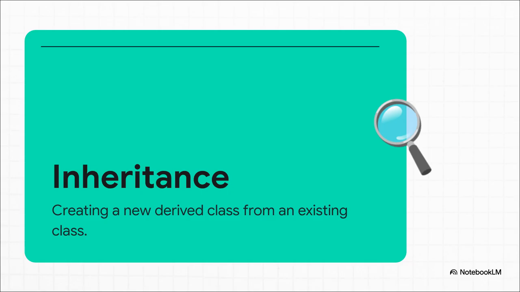So in the real world, you inherit traits from your parents, right? Well, in OOP, classes do the exact same thing. Inheritance is basically just the process of creating a brand new class from an already existing one. The whole goal here is reusability. I mean, why write the exact same code twice when you can just inherit it?